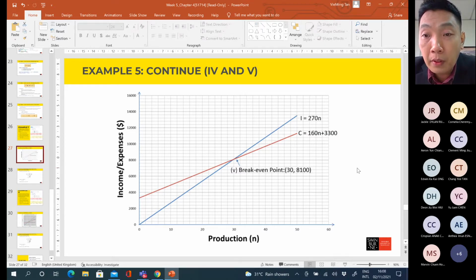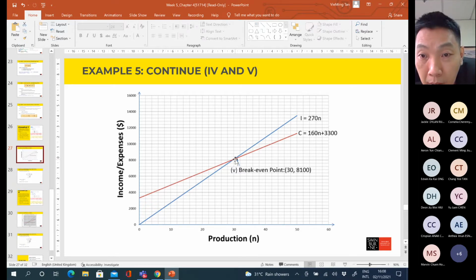Where is the break-even point, or we call it the intersection point between I and C? This is the point. At this point, what is the I value? The n is 30. The s value is equal to 30, and the income or expenses value is about 8,000. If I draw the graph, it's about 8,000, but if you use the mathematical equation, it is equal to 8,100.